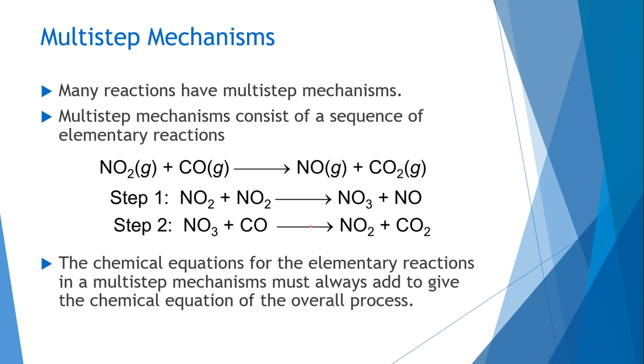The first step of this reaction is nitrogen dioxide reacting with itself, and here it forms nitrogen trioxide plus nitrogen monoxide. Then this nitrogen trioxide that was formed in the first step actually reacts with carbon monoxide to make my end products of nitrogen dioxide and carbon dioxide.